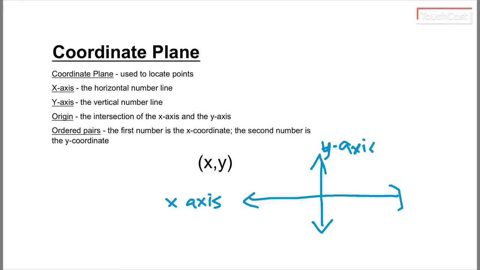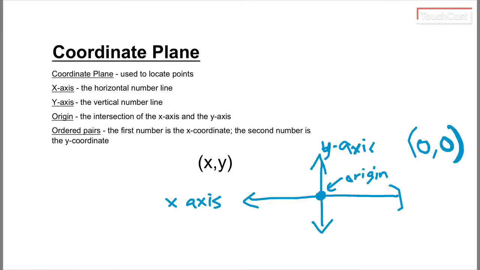The origin, that is where the x and y axis meet. The origin is always right here. That is the origin. And the coordinates for the origin are always 0, 0.